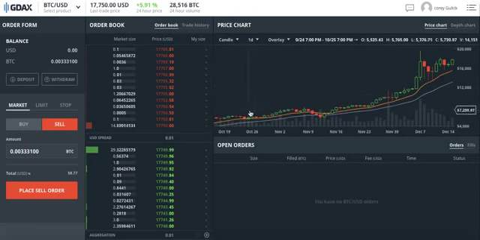So anyway, real quick, this is GDAX. This is how GDAX is set up. If you haven't already signed up, guys, you basically can set up your account through Coinbase. I'll leave a link in the description below. Sign up for your Coinbase account, and then you can use GDAX. It's a really nice platform.